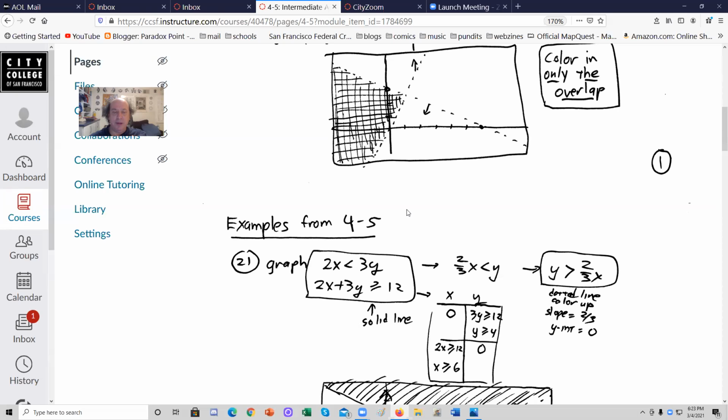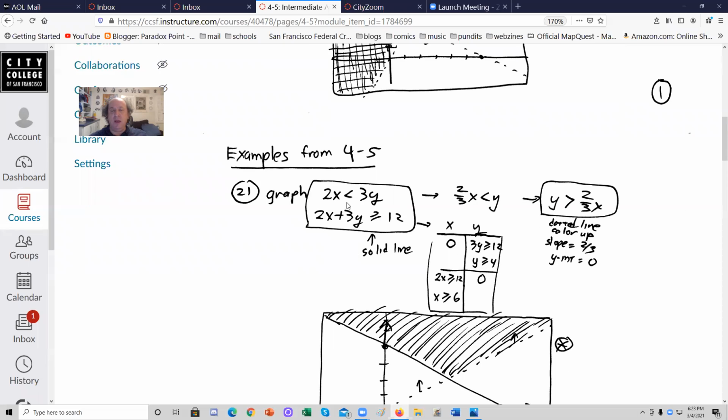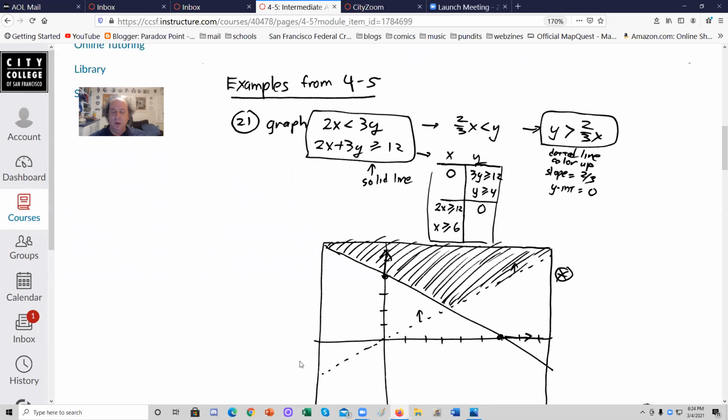So, for example, graph 2x is less than 3y, and 2x plus 3y is greater than or equal to 12. Okay, first, 2x less than 3y, rewrite that as 2/3 x is less than y. Flip this around: y greater than 2/3 x. It's a dotted line, you color above, the slope is 2/3 and the y-intercept is 0. So here's the dotted line, y equals 2/3 x, and then we will color in above it, here and here.